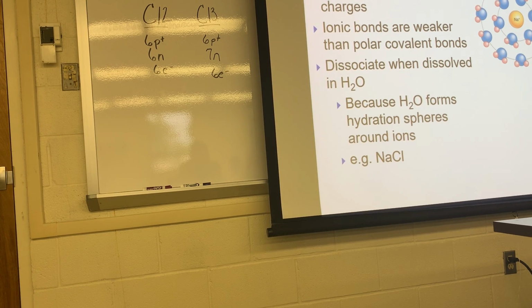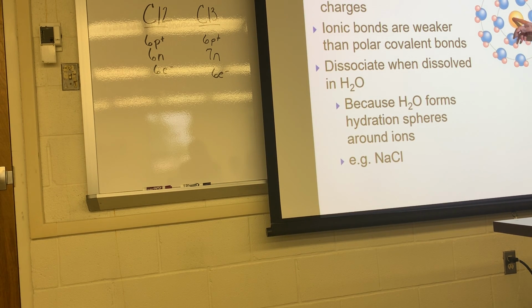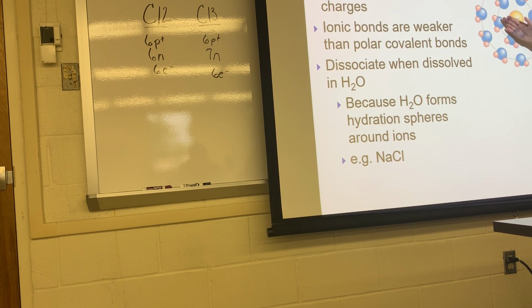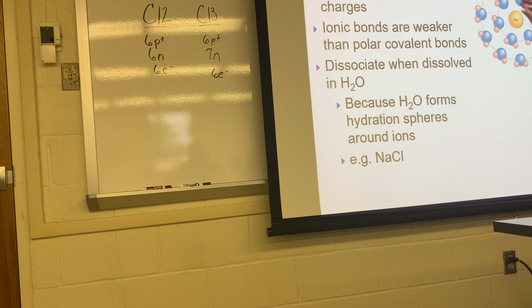So if we go back, you can see that the cation, again positively charged, is surrounded by the slightly negatively charged oxygen atoms. Whereas the chloride, which is the anion, has the slightly positively charged hydrogens orienting themselves around it. Make sense? Have any questions?